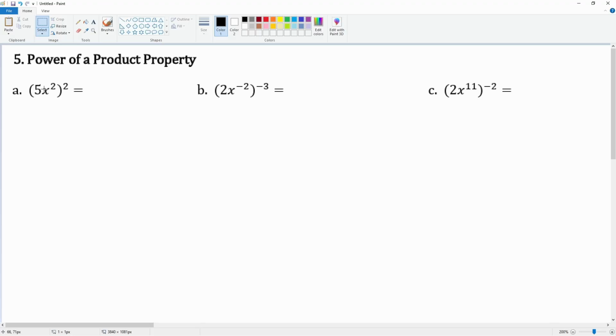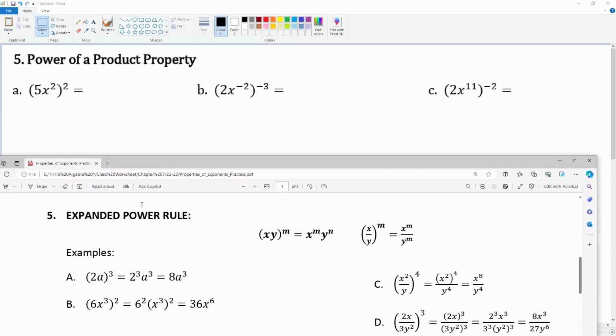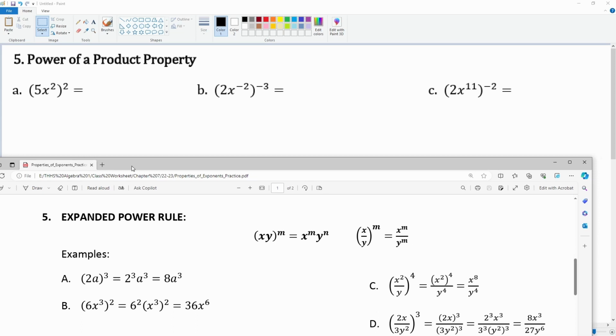Here we have number 5. It's the power of a product property. That's another word for this expanded power. Notice how there's an x and a y inside the parentheses. Do you see that exponent of m? It's given to everything, the x and the y. That's the idea here.